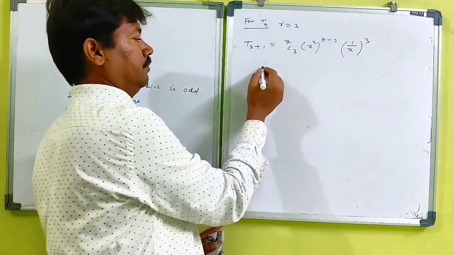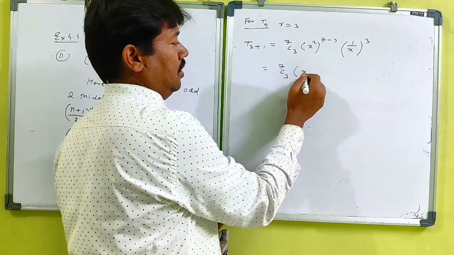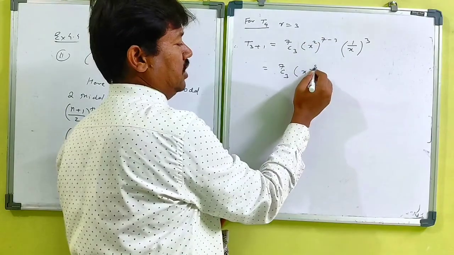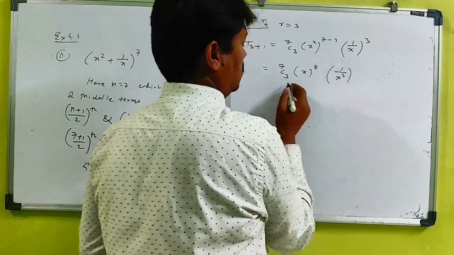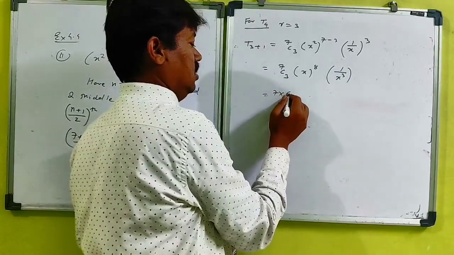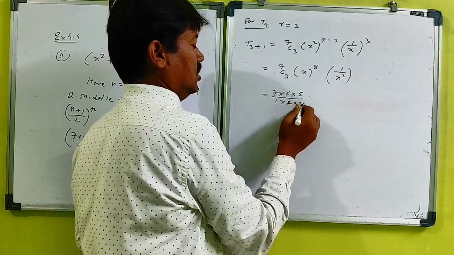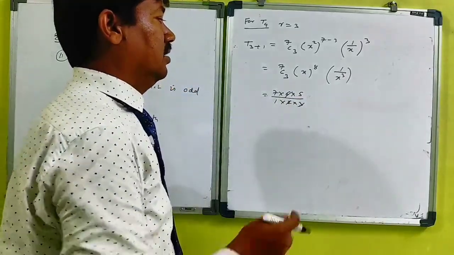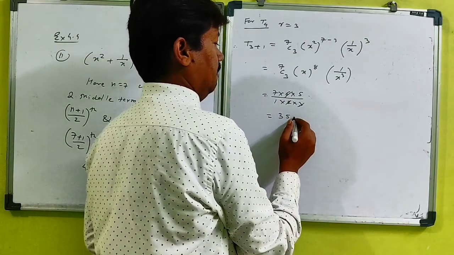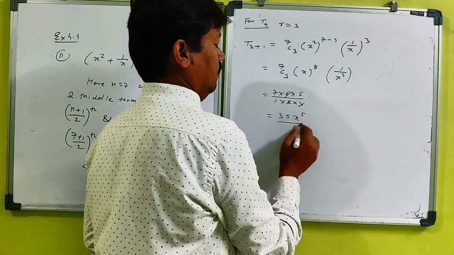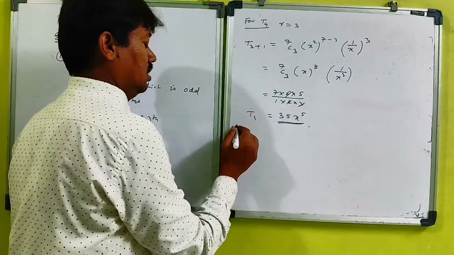So it is 7C3 x raised to 2 into 4, that is x raised to 8, and that is 1 upon x cubed. So 7C3 is 7 into 6 into 5 upon 1, 2, 3. So that is cancelled, 35, and this also cancelled. So it is 35 x raised to 5. That is T4.